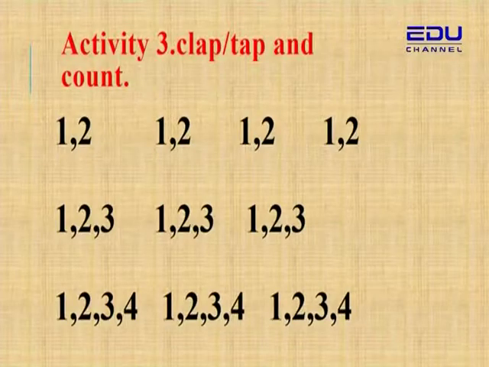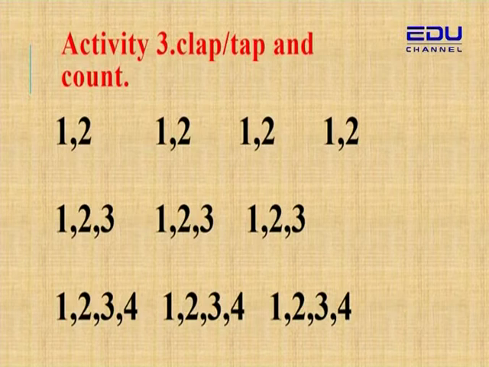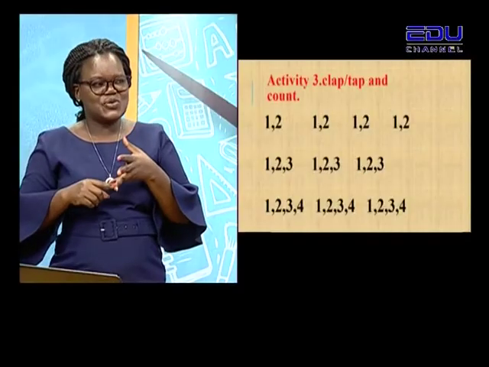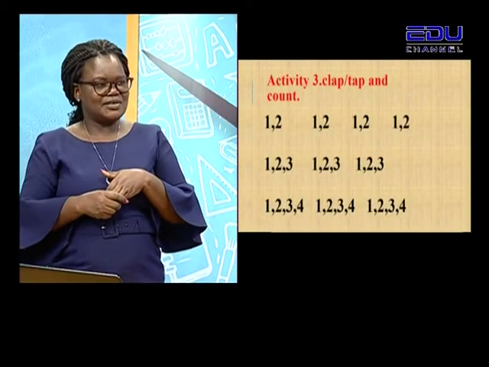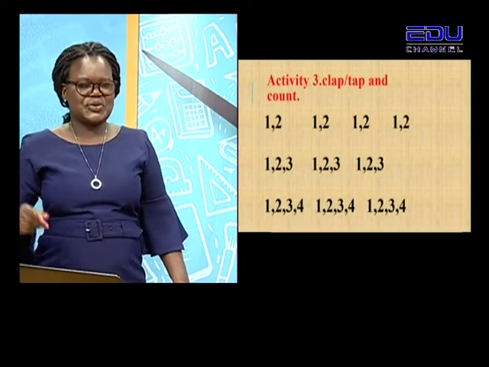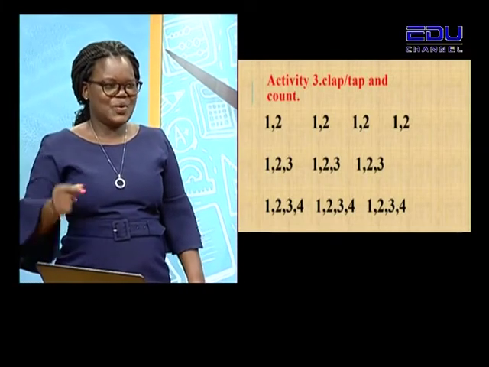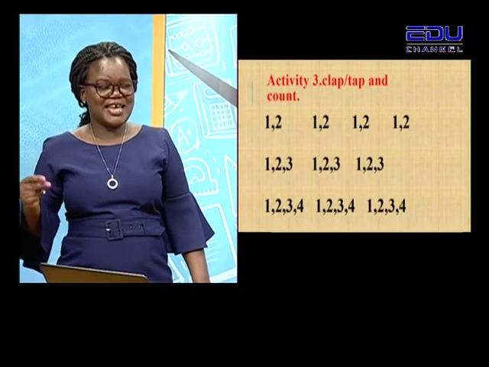Activity 3. Now I want you to be ready to clap and tap as you count. Clap and tap as you count. So what can you see? Which numbers can you see on the screen? I can see 1. I can see number 2. I can see 3 and 4. So there is 1, 2, 3, and 4. Can we say 1, 2, 3, and 4? Again, 1, 2, 3, and 4.